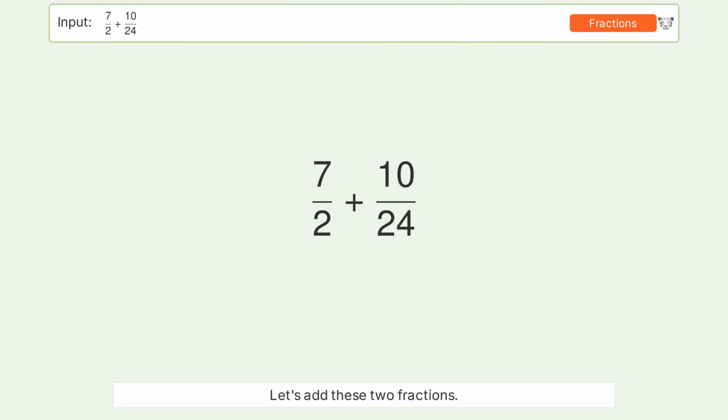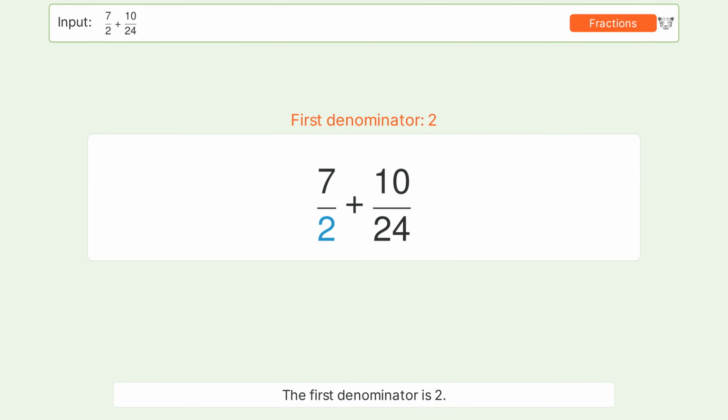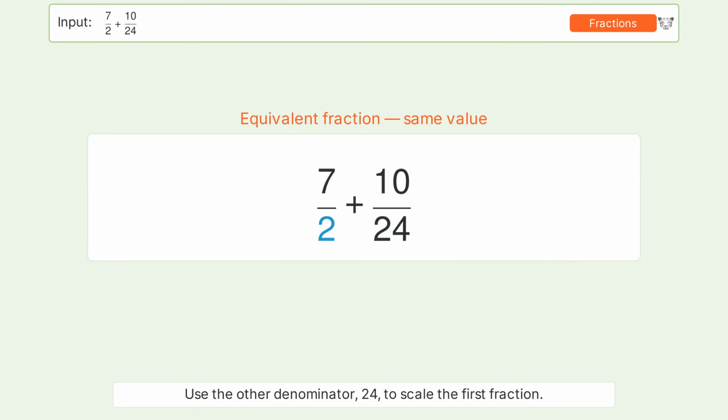Let's add these two fractions. The first denominator is 2. The second denominator is 24. Use the other denominator, 24, to scale the first fraction.